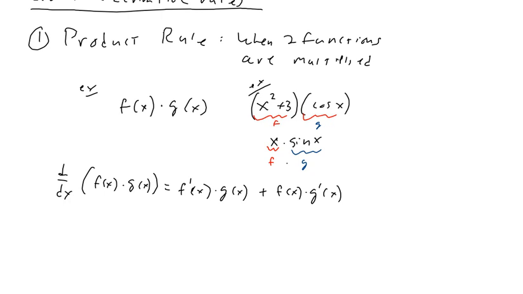F prime, derivative of the first times the second, plus derivative of the second times the first. First times derivative of the second plus second times derivative of the first. You do each derivative one time. You do the derivative of f, derivative of the first one, times, leave the g alone, plus derivative of the second, times, leave the first one alone.